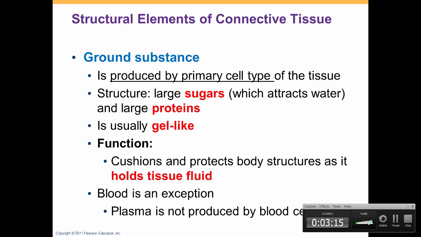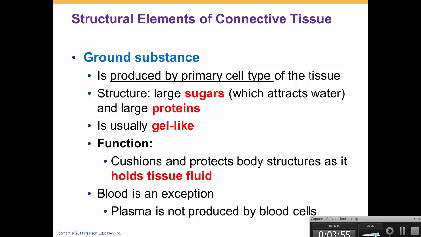Then we have the ground substance. The ground substance is basically a jelly-like substance. It is water that contains both sugar and protein. The function of the ground substance is mainly cushion. So you have a jelly-like substance that's present inside almost all types of connective tissue. Sometimes there is more ground substance, sometimes very little. If you have more ground substance, then you have more cushion. If you have less ground substance, you have less cushion. And again, an exception to that, the plasma is not produced by blood cells.